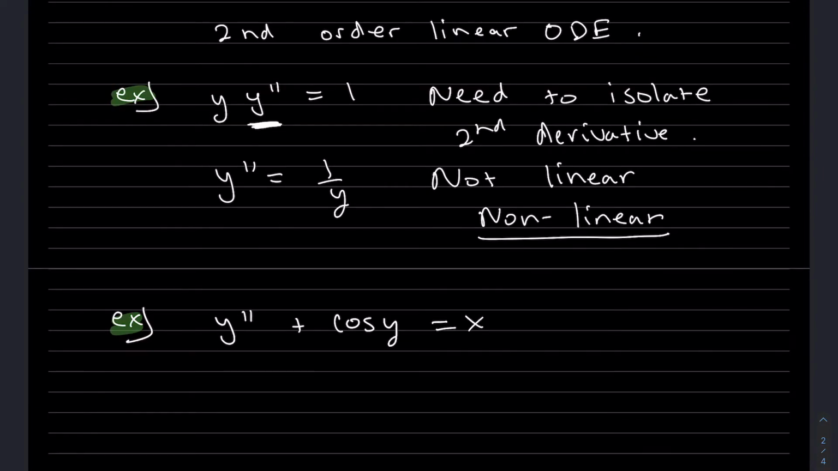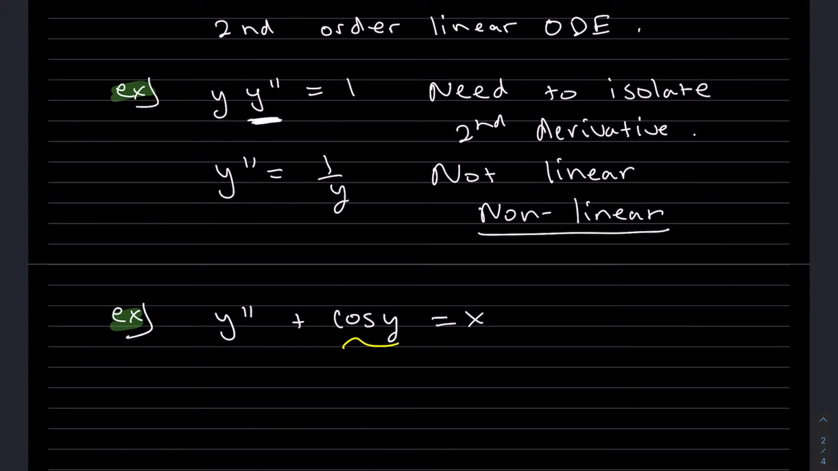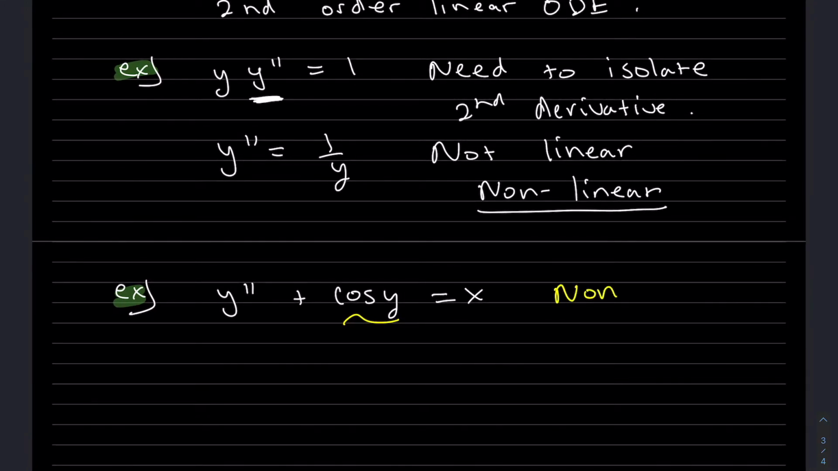So let's look at this example. We have a second derivative, and we don't really need to isolate that to tell if it's linear or not, because this is cosine of y. It's not y by itself. There's no coefficient of y there. Cos is not a coefficient. So this is non-linear. If we had cosine of x times y, that would be our coefficient. That would be good, but that's not what we have. That's not the same.